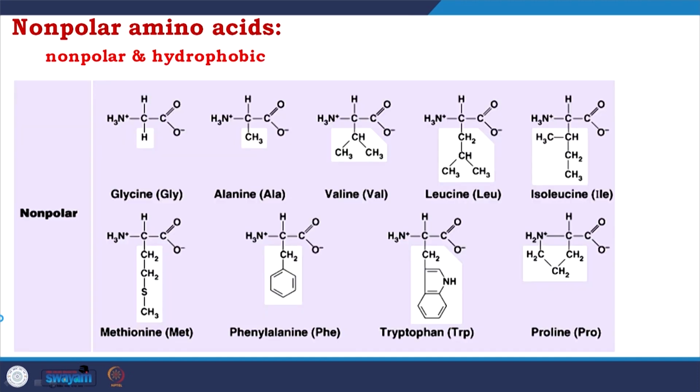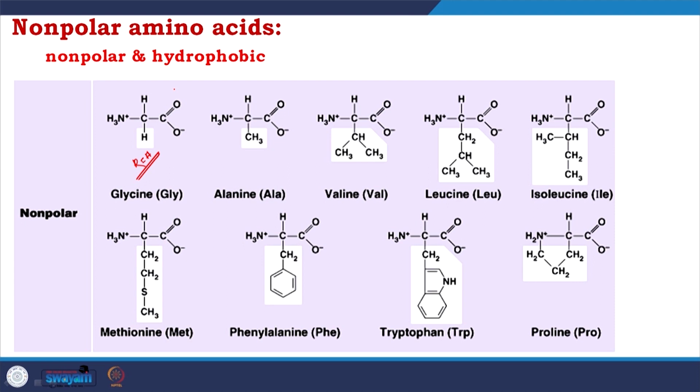Let us look at what types of groups they are divided into. The first group is non-polar amino acids. In this group you will get glycine, alanine, valine, leucine, isoleucine, methionine, phenylalanine, tryptophan and proline. Among them, proline actually sits between the non-polar and the polar groups. We will discuss that later. If you see, glycine has two hydrogens, so its R is hydrogen. Because it has two hydrogens, it is not chiral. If you remember, we talked about chirality in our last module. We will discuss that in more detail.